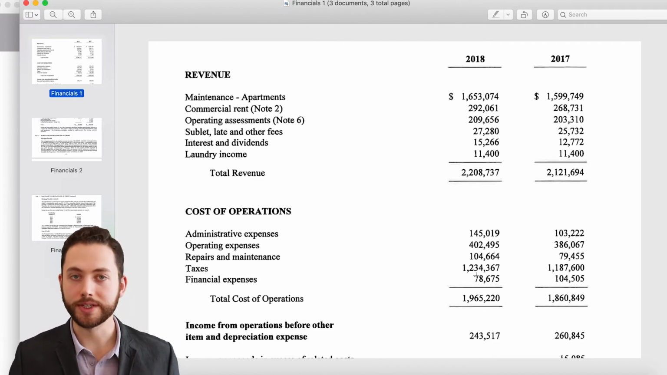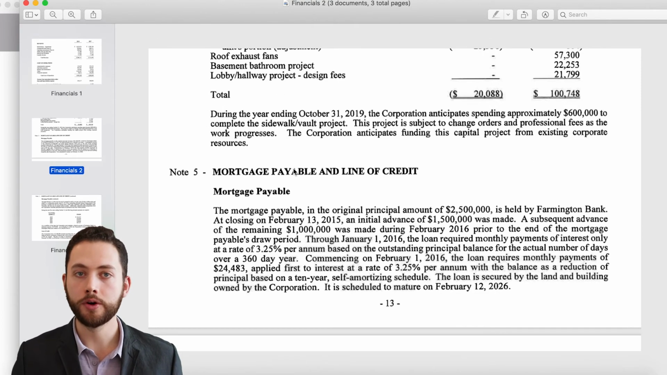Furthermore, under financial expenses, we see here that there's an entry for $78,000. So this doesn't say exactly interest payments, but based on the other items in the income statement, we think this one is most likely representing what the co-op pays out in mortgage interest on an annual basis. We can learn more about the underlying debt of a building by looking in the notes of the financial statement.